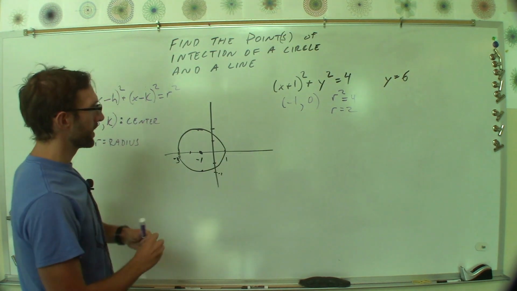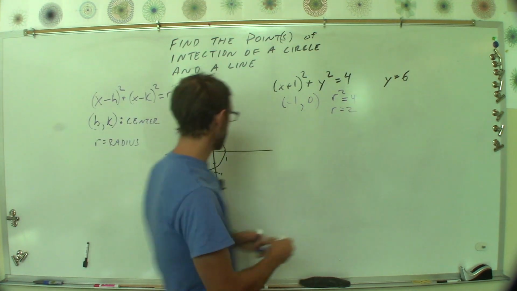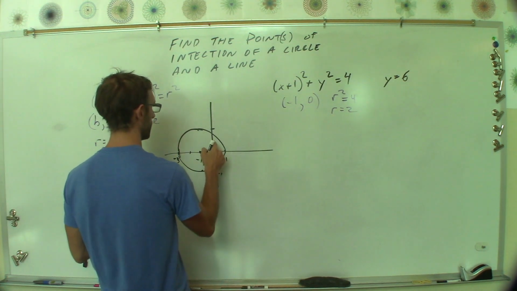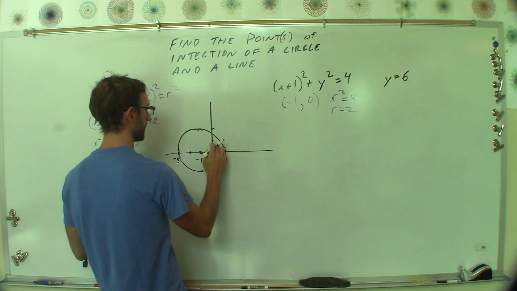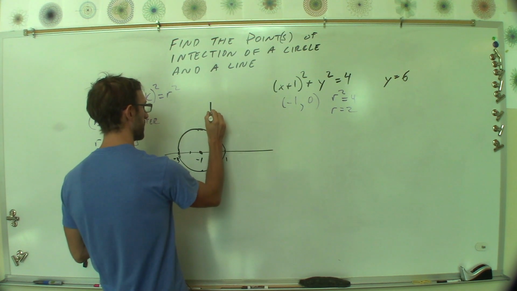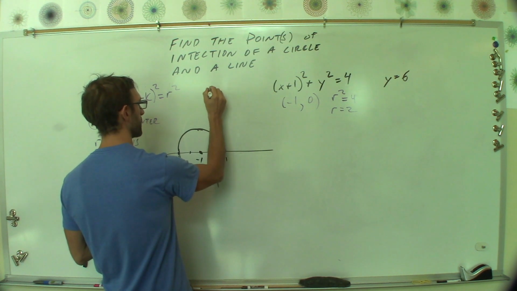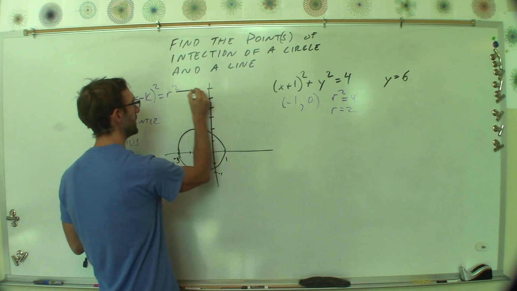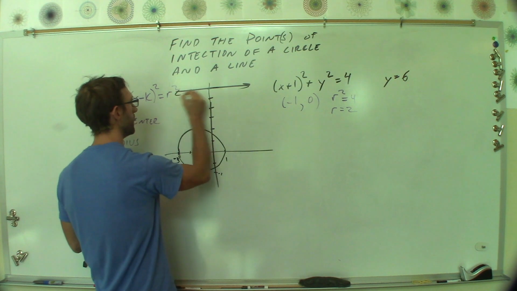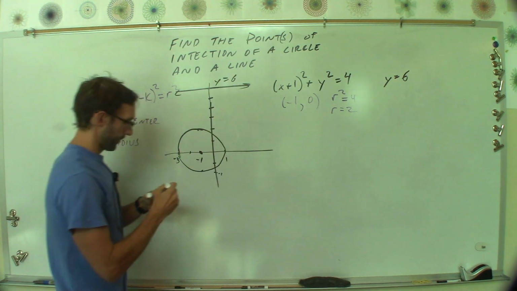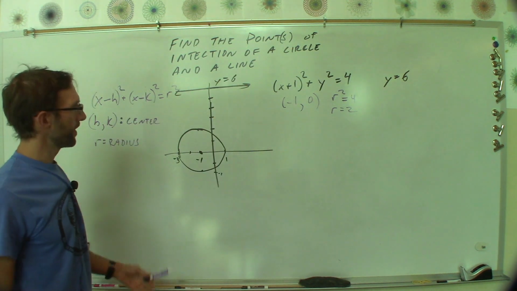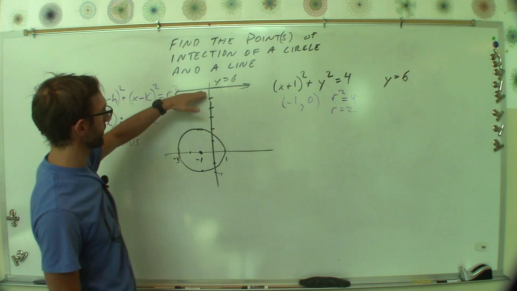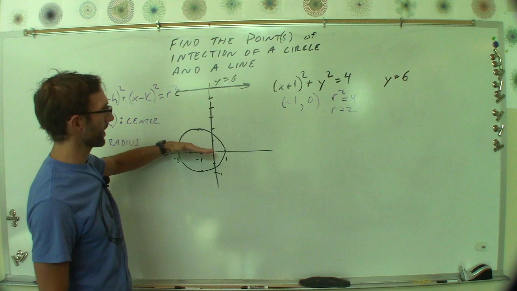All right, then we're going to draw the line y equals 6. The line y equals 6 is a horizontal line crossing where y is 6. 1, 2. And you're probably already noticing, what gives? They don't cross. And that can happen. Not every line crosses every circle. So there we go. So this line doesn't cross the circle.